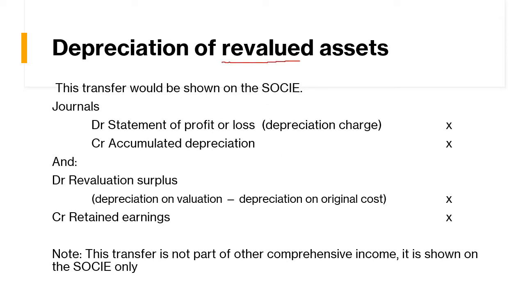Depreciation on revalued asset. This transfer would be shown on the statement of changes in equity. Journal entry: the statement of profit and loss account should be debited with the depreciation charge and accumulated depreciation credited, and revaluation surplus debited with the depreciation on valuation, so the new depreciation on original cost, and credit retained earnings.